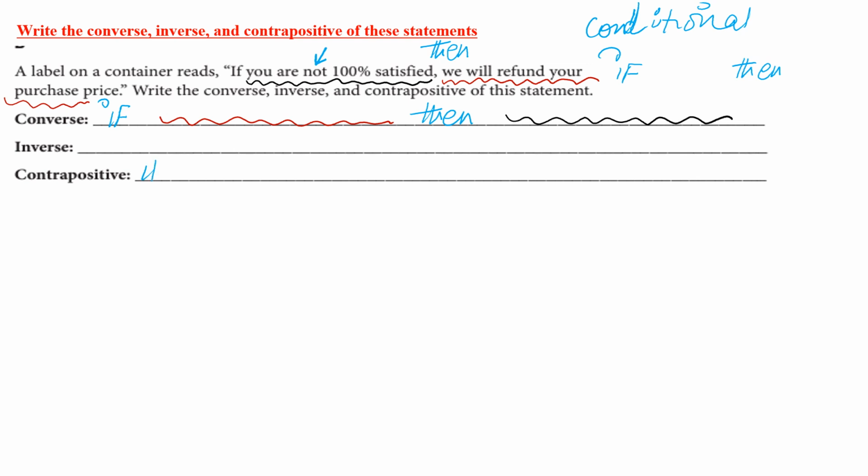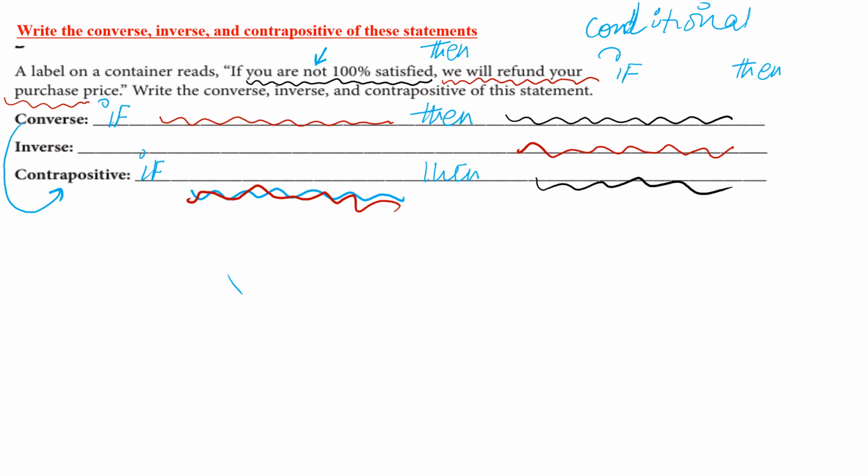Now what is the contrapositive? The contrapositive is actually the negation of my converse statement. So how do I write it? I will write it as, if we will not refund your purchase price, then you are 100% satisfied. So this is how we are going to write or mention our statements.